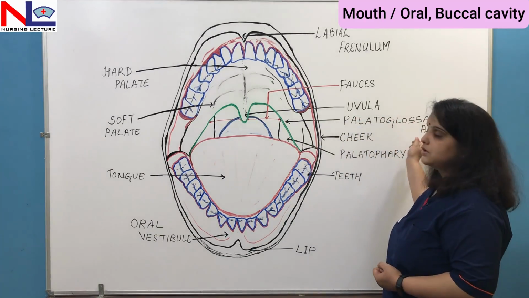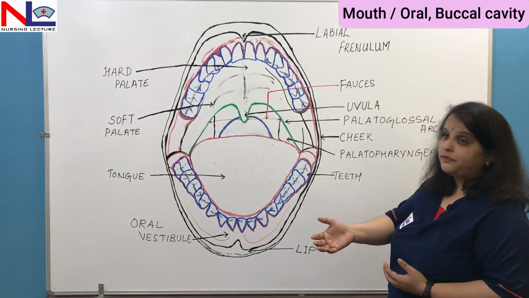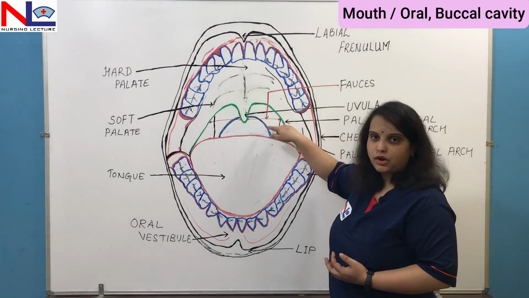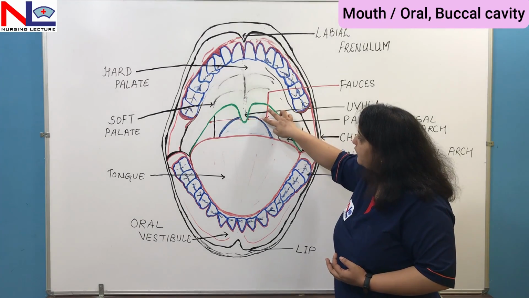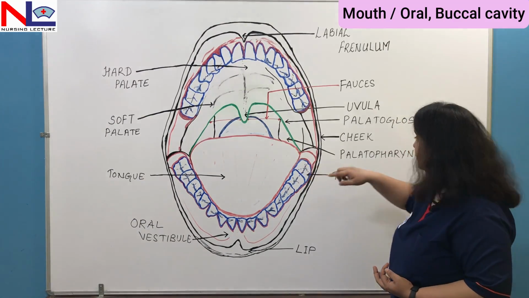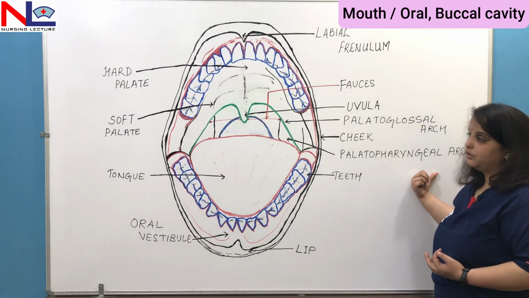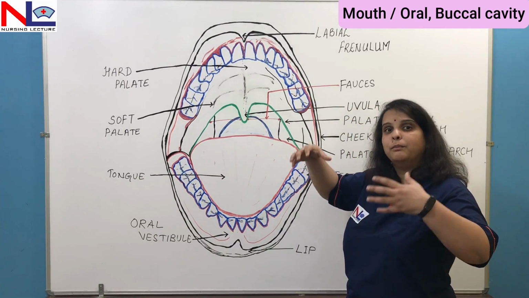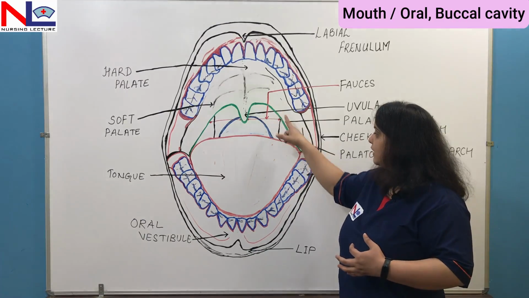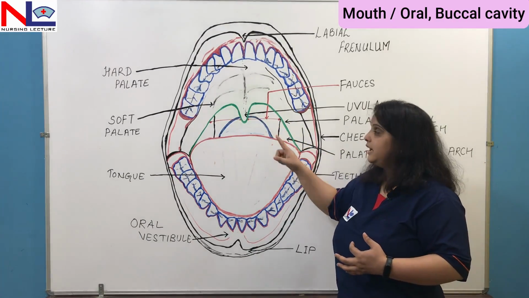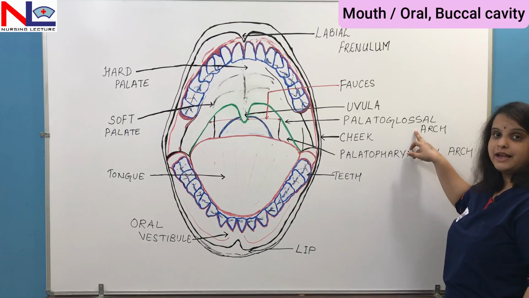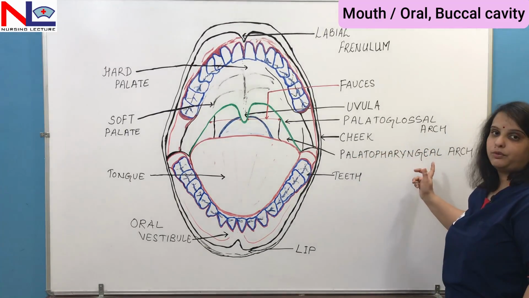The muscular fold that extends from the soft palate and reaches up to the tongue is called the palatoglossal arc. The other muscular fold lies posteriorly. It also extends from the soft palate, but reaches up to the oropharynx, the pharyngeal region, and is called the palatopharyngeal arc. Both are muscular folds extending from the soft palate but reaching in different directions. One reaches toward the tongue and the other reaches the pharynx region. So their names are the palatoglossal anterior arc and the palatopharyngeal posterior arc.